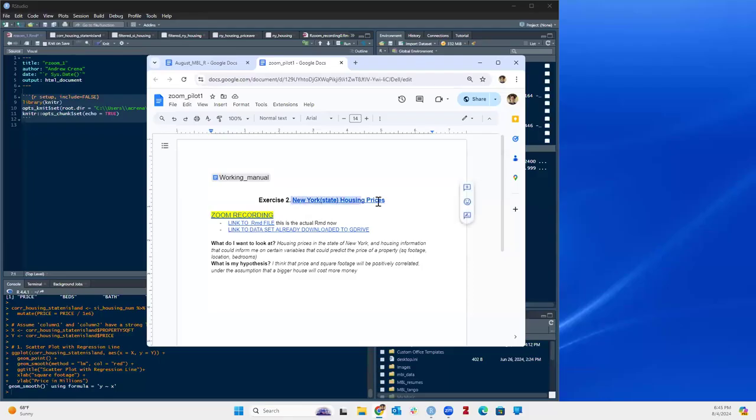So same data set that we're using. It's from Kaggle. It's New York housing prices. We're looking at a similar thing. We're trying to figure out, okay, what am I seeing in this data set and what sort of predictive value does it have?